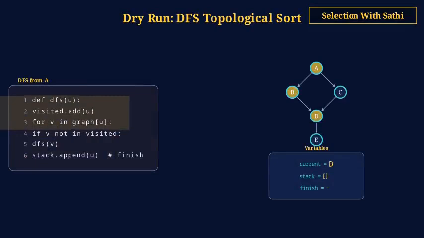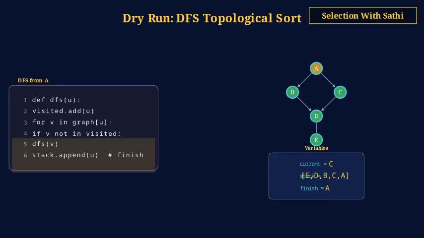Now the DFS approach on the same DAG. Start DFS from node 0. Visit 0, explore neighbor 1. Visit 1, explore neighbor 3. Visit 3, explore neighbor 4. Visit 4, no neighbors. Push 4 to stack. Back to 3, explore neighbor 5. Visit 5, no neighbors. Push 5. Back to 3, all neighbors done.